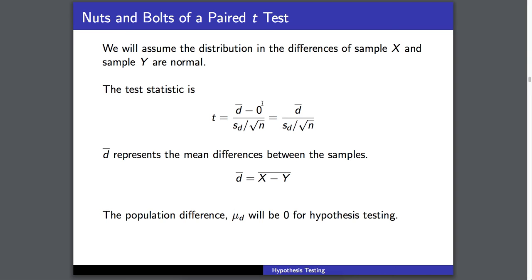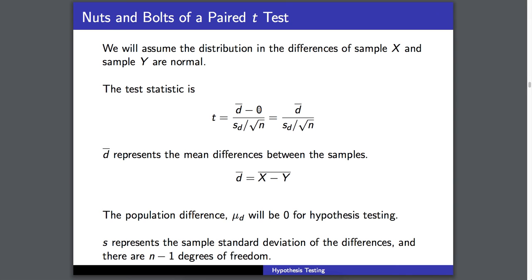However, please keep in mind that it is not outside the realm of possibility that we believe there is a specific difference value. Maybe the difference value is 10, which we could plug in for this part here. The code I have will allow for that to happen. S again represents the sample standard deviation of the differences, and there are n-1 degrees of freedom. Again, this is a t distribution, which is based in part on the degrees of freedom.